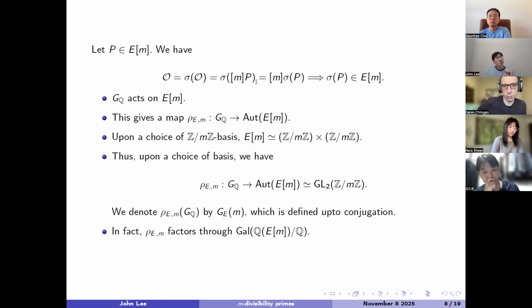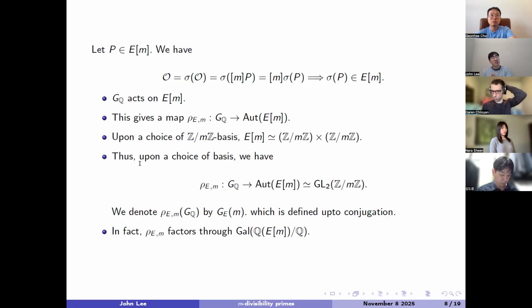So this idea tells us that GQ, because sigma is some random Galois automorphism, must be acting on EM. If we choose a sigma Galois automorphism and any M-torsion point, that's going to generate another, maybe the same, or maybe another M-torsion point. So this gives a map, which I'm going to call rho EM, from GQ to the automorphisms of EM. So each Galois automorphism is shuffling M-torsion points, so it can be identified as an automorphism of EM.